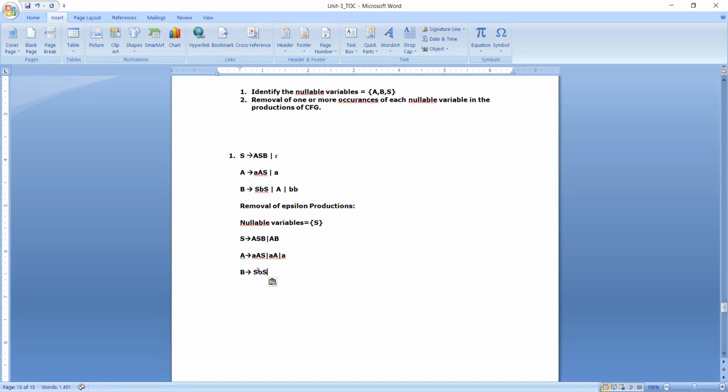Now this is the trickiest part for us. Now please have a look at this. So now we have a nullable variable S which is occurring more than once.